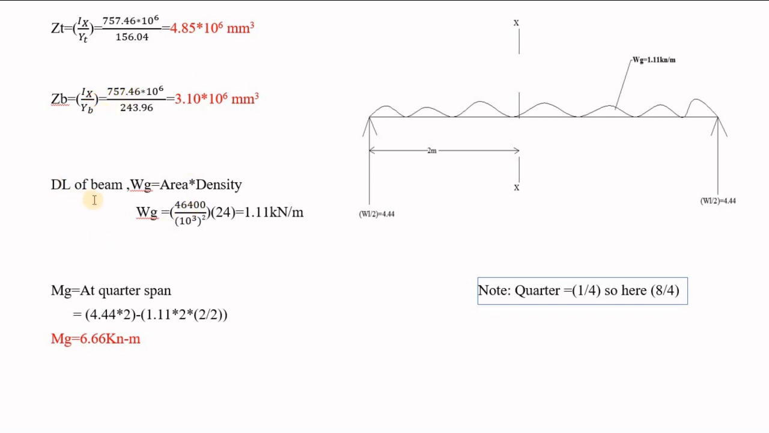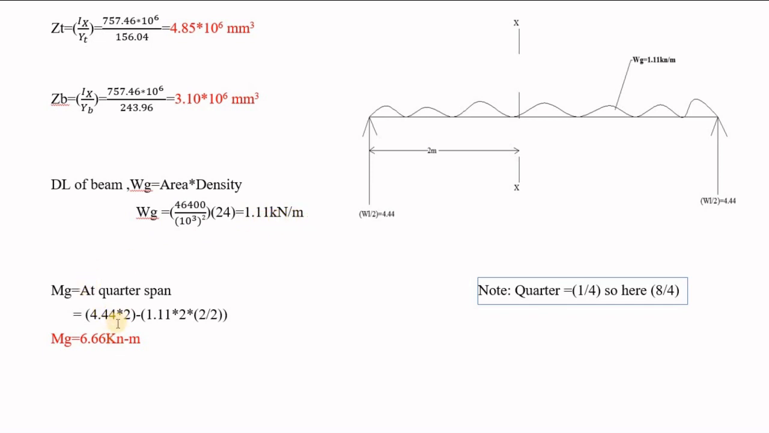Next, the dead load of the beam. We know that the dead load of the beam is calculated by area into density. Density of the concrete is 24 kilonewton per meter cube. The area we had got in mm, so convert this into meter. So we will get Wg, or dead load of the beam, as 1.11 kilonewton per meter.